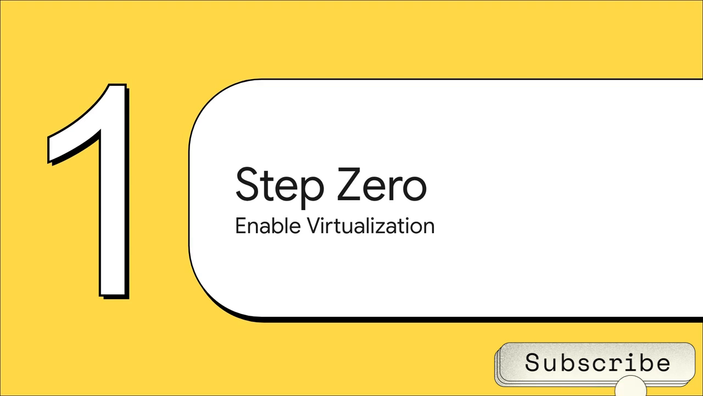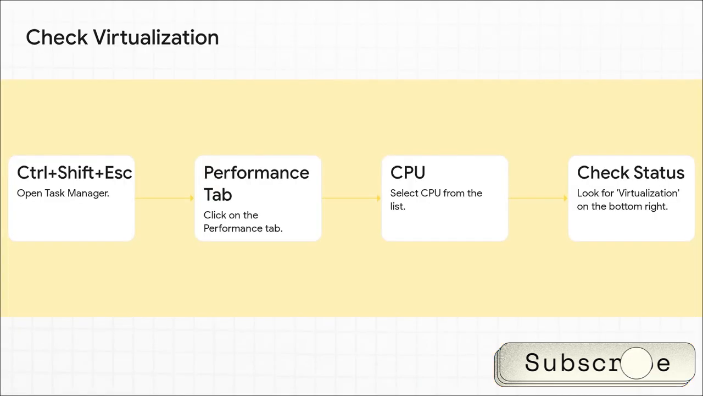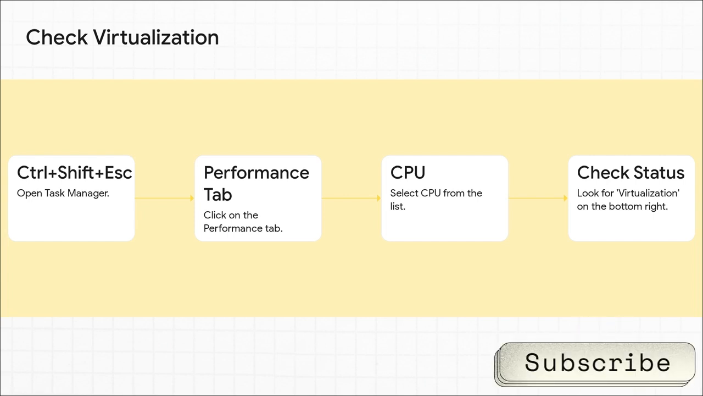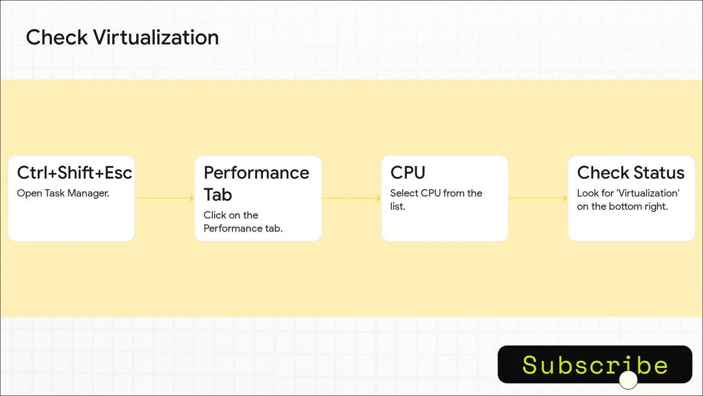All right, before we even think about installing software, we have to tackle what I call step 0. This is the one single crucial setting that makes all of this possible, and that is enabling virtualization. So the very first thing we need to do is check if this is already turned on. It's super easy. Just press Control, Shift, and Escape all at the same time. That'll pop open your task manager. From there, just click on the Performance tab, select CPU, and then look down at the bottom right. You'll see a little line that says Virtualization, and right next to it, it'll either say Enabled or Disabled.